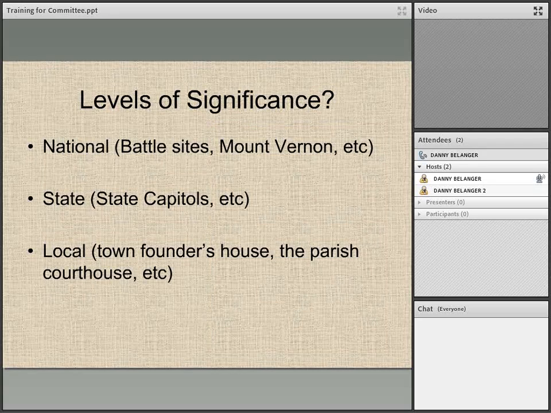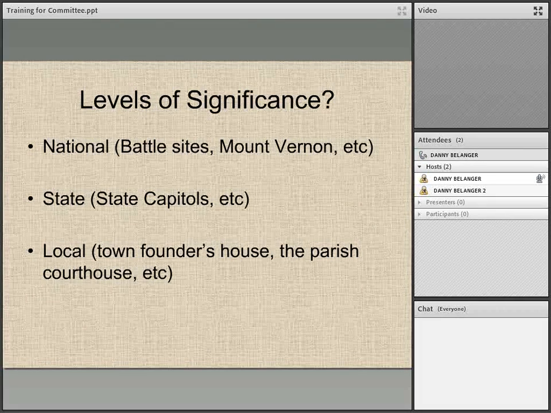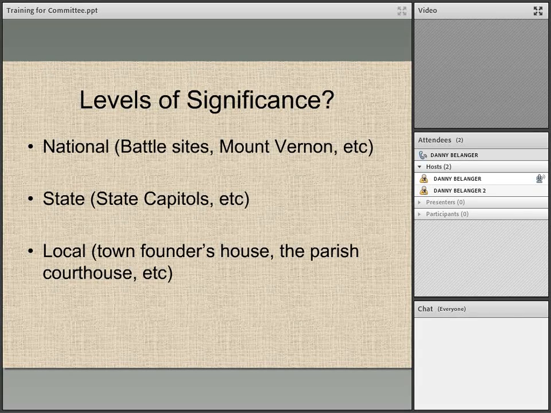Properties or resources have different levels of significance, starting with national, so things like Civil War battle sites, Mount Vernon, things like that are national levels of significance. State levels of significance include state capitals and other buildings that are important statewide. And then local significance, which the majority of National Register nominations are nominated at the local level. So things such as a town founder's house, the parish courthouse, and other resources like that.